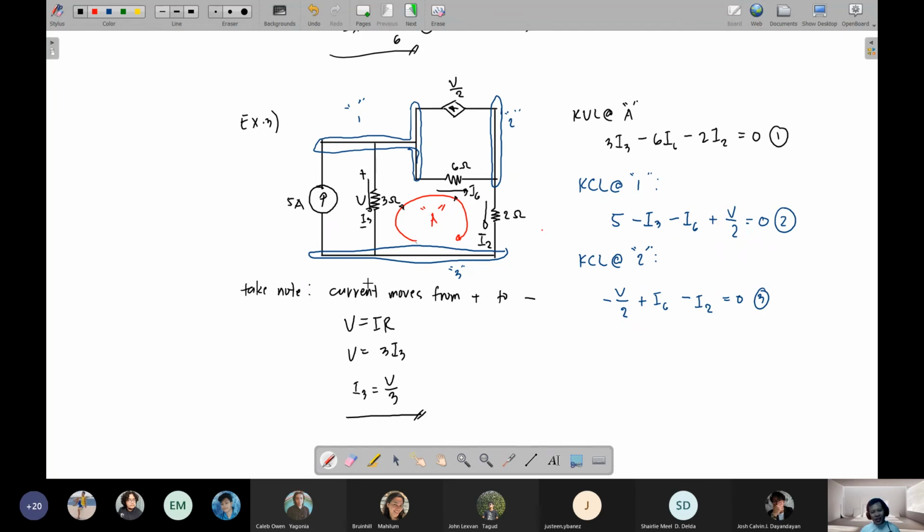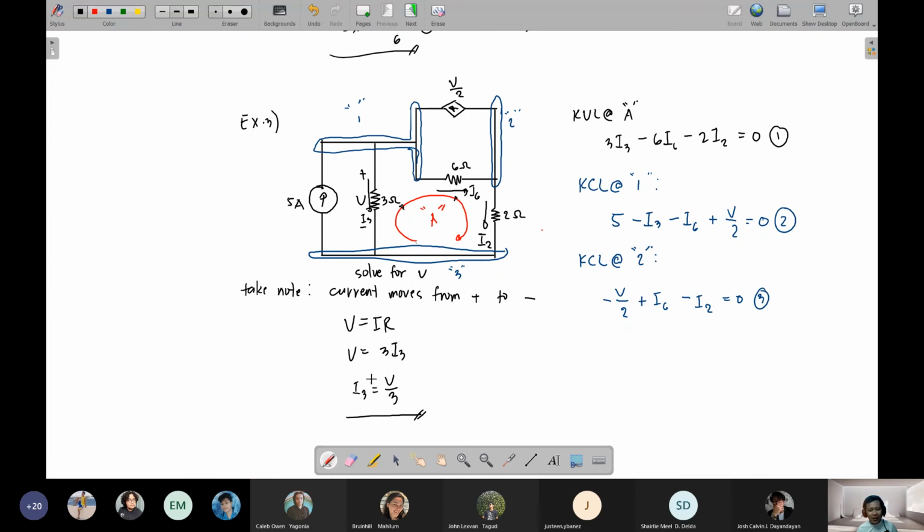By the way, the question is to solve for V. Okay, solve for V. Now, since V is what we are looking for, I will eliminate I3 by substituting I3 with V.